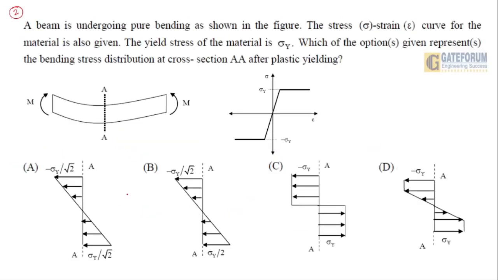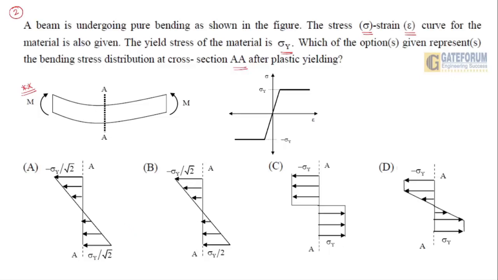A beam is undergoing pure bending as shown in the figure. Pure bending has been happening. The stress strain curve, sigma and epsilon, for the material is also given. The yield stress of the material is sigma y. Which of the options given represents the bending stress distribution across section AA after plastic yielding? Basically pure bending is happening and he has given you 4 diagrams here.